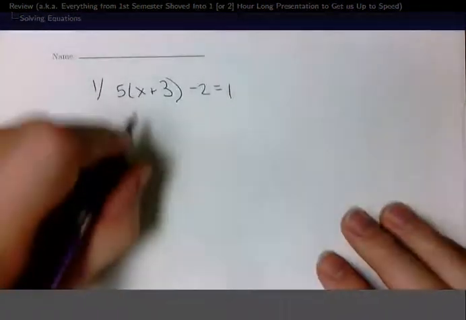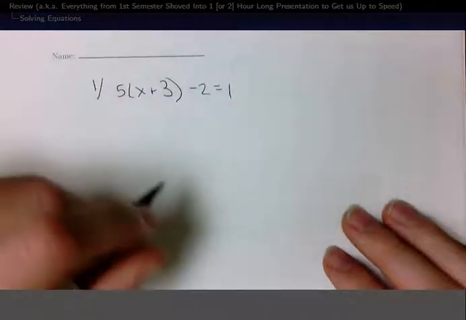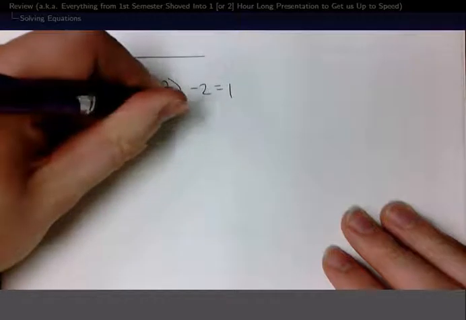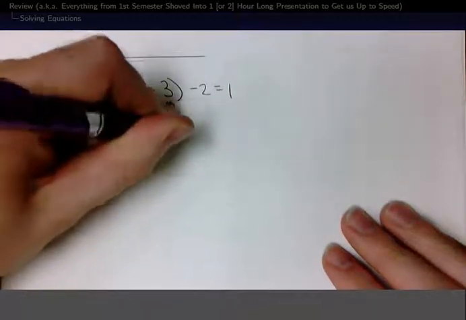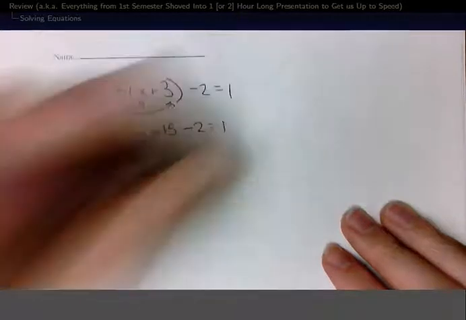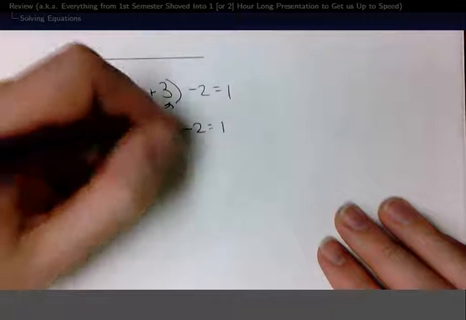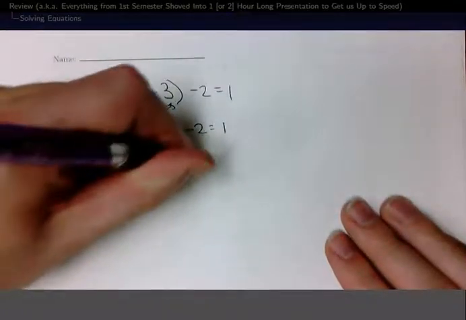To solve this, we want to get everything involving an x over on one side and everything else on the other side. To start off, we're just going to distribute this 5 through. So you have 5x plus 15 minus 2 equals 1, and simplifying, 15 minus 2 is plus 13, so 5x plus 13 equals 1.